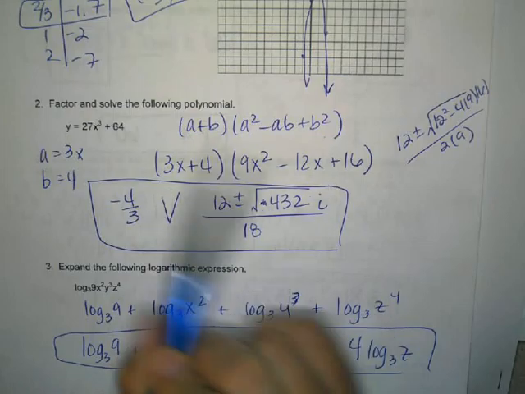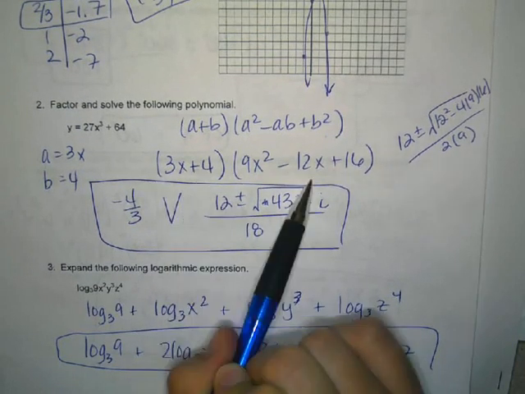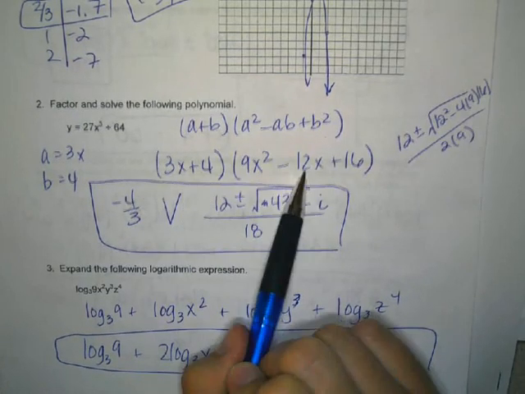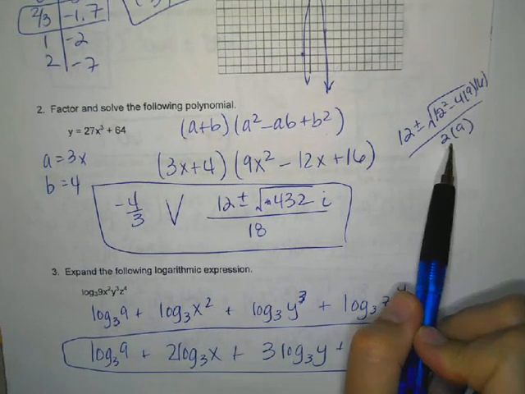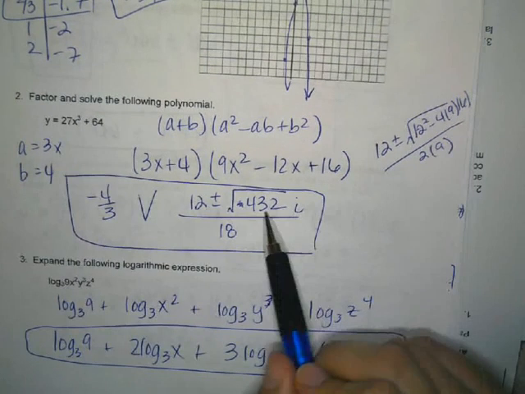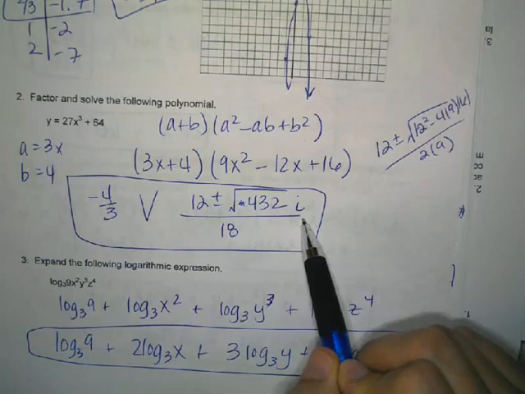And then to solve, I have to take each of these and set it equal to 0. When I set this equal to 0, I get negative 4/3. When I set this equal to 0, I have to use the quadratic formula, which you end up getting negative 432 underneath the radical. So I made that an imaginary number there.